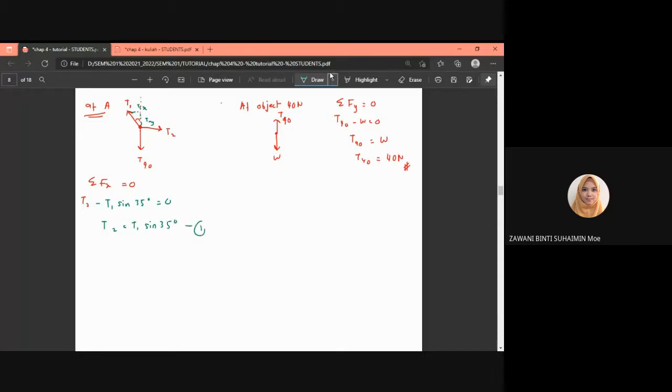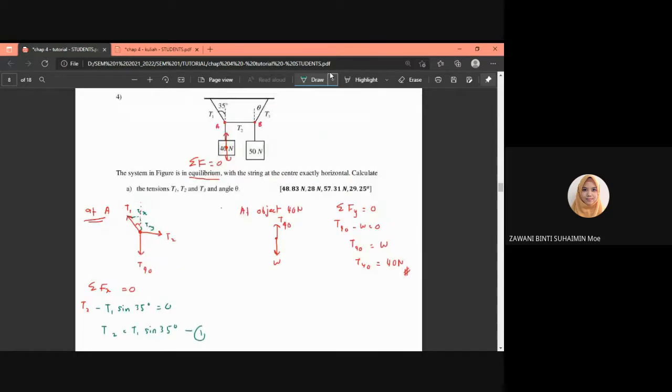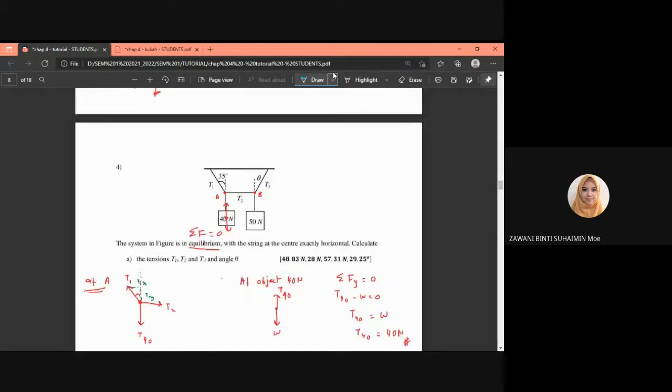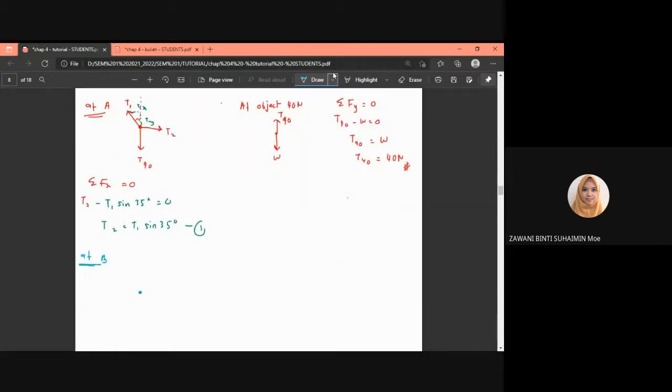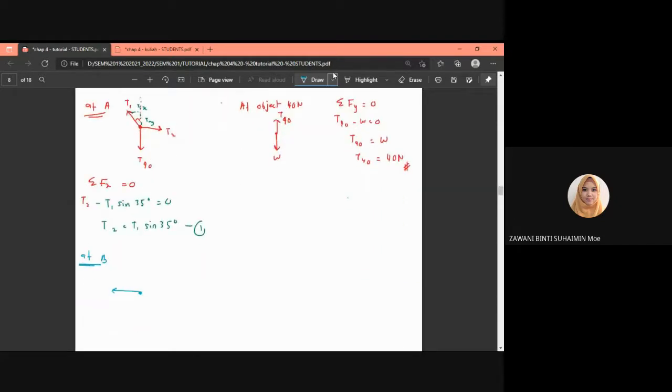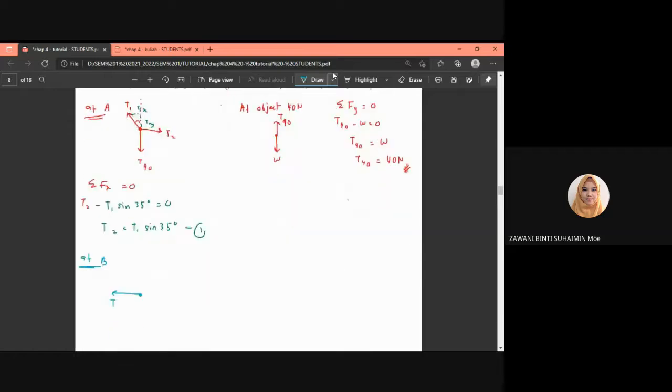Okay, lepas tu bila awak dah settlekan dua ni pun tak dapat jawapan, maksudnya kita tak ada pilihan lain, kita kena beralih kepada point yang lain untuk kita dapat information yang lebih. So now we look at point B. Sekejap, saya tukar color. At point B, free body diagram untuk point B pun lebih kurang je dengan point A. Kita ada 3 force acting on point B. Lepas tu kita ada ke kiri daripada tension 2, lepas tu kita ada T50 ke bawah.